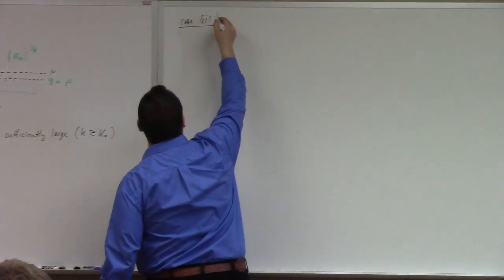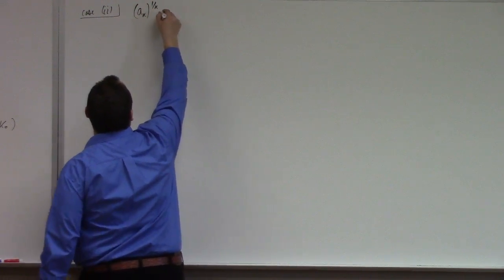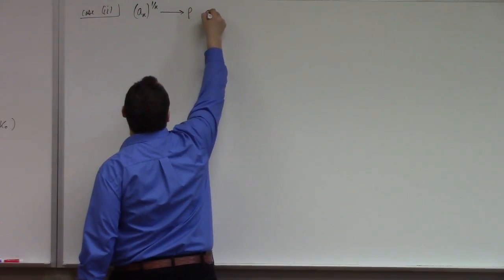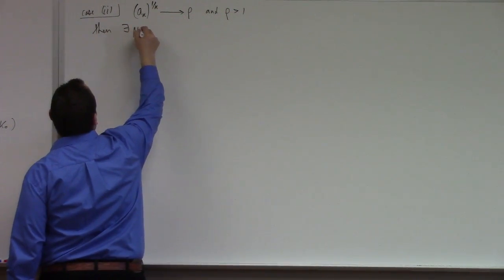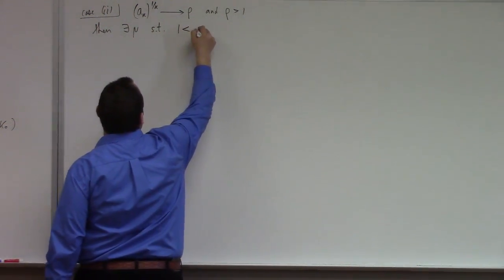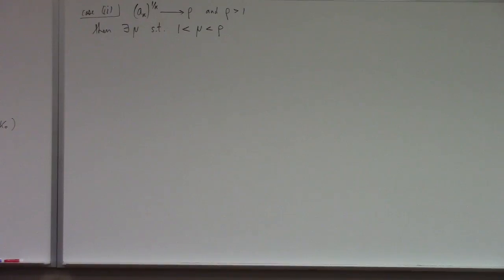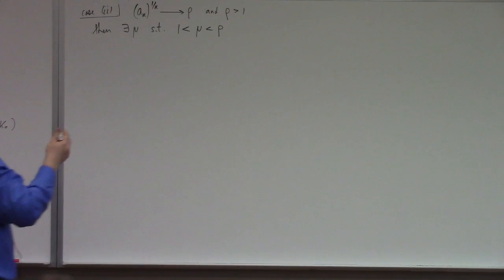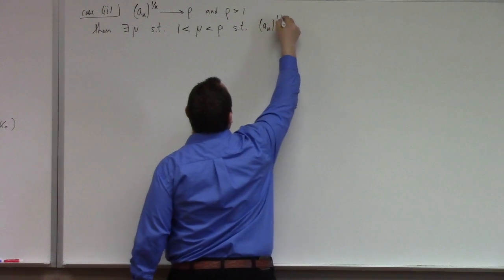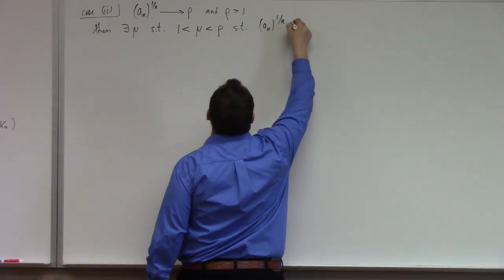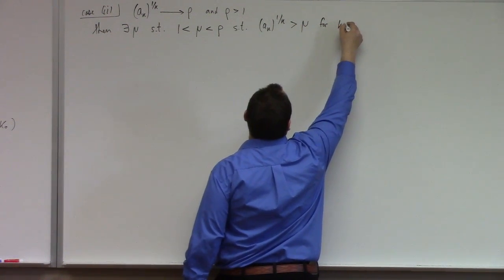I'll try to go through this one a little bit faster. If we have a sub k to the 1 over k goes to rho, and rho is greater than 1, then there exists mu such that 1 is less than mu is less than rho. So you can go the other way. You can still find something closer to 1, such that a sub k to the 1 over k is greater than mu for k sufficiently large.